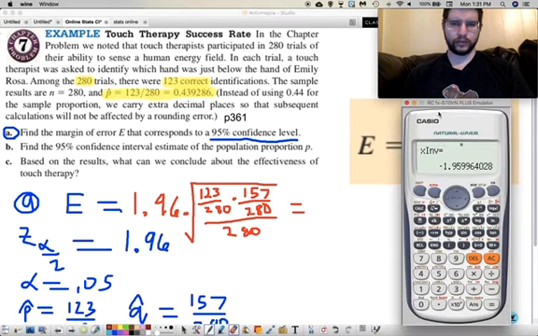Let's see, I'll use this one. Go to mode 1. So 1.96 times, I'm going to use square root with a fraction inside of it, 123 over 280 times 157 over 280 over, well, 280. And that should be my margin of error, 0.058, etc.